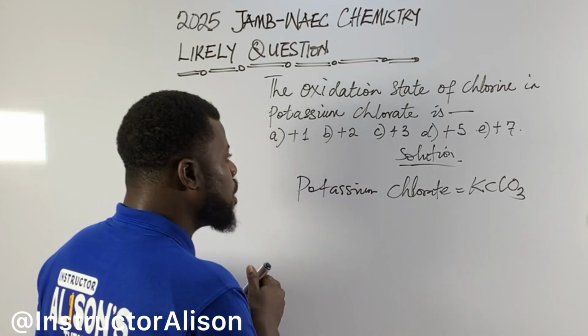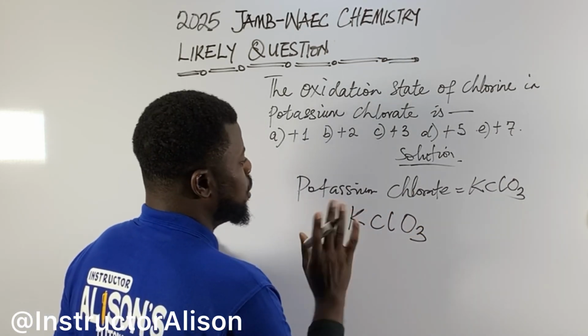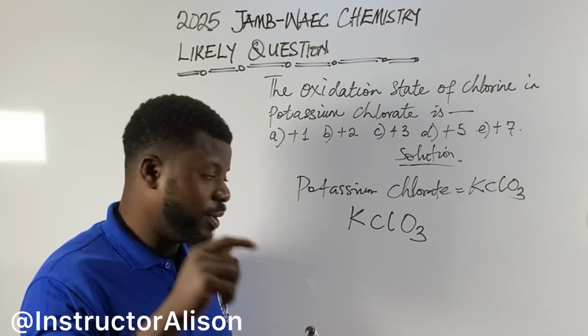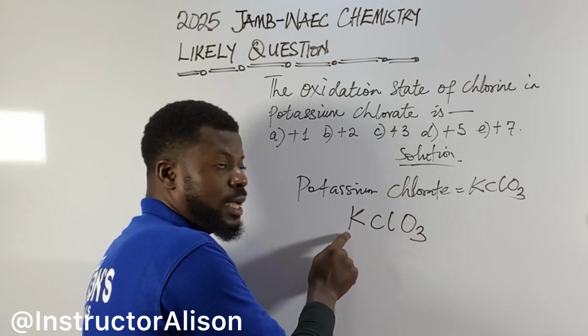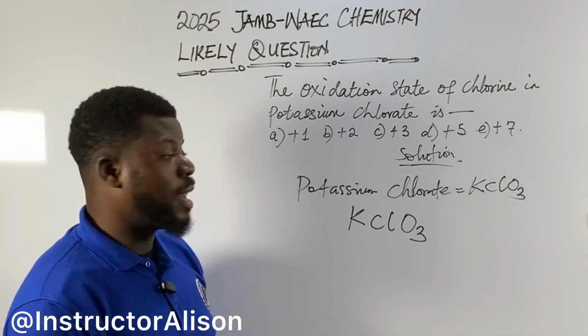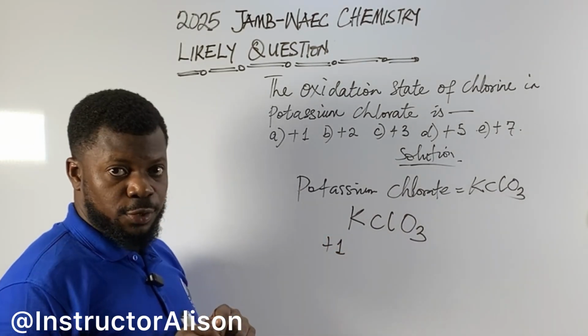So now we have KClO₃. What is the oxidation state of potassium? It is plus one. Some people write it as minus, but it is plus one. So the oxidation state of potassium is +1.